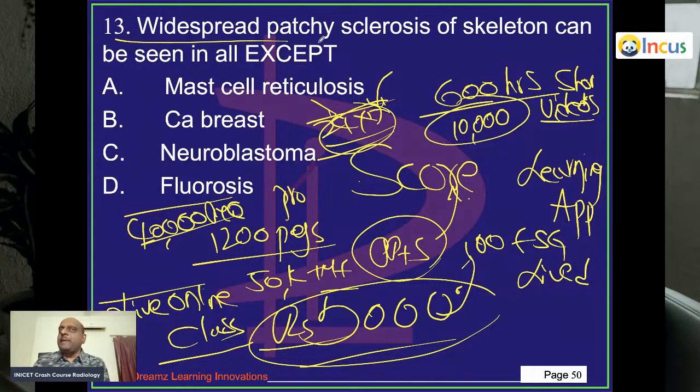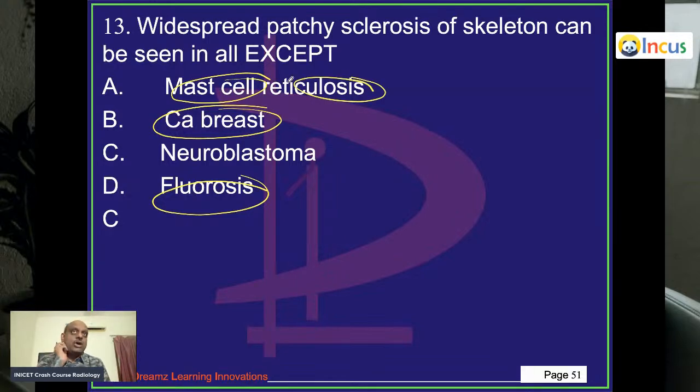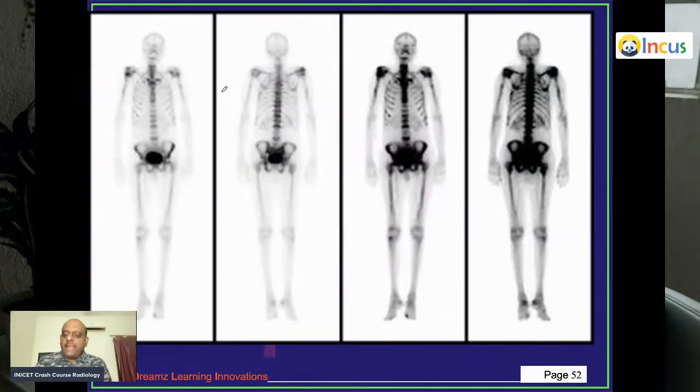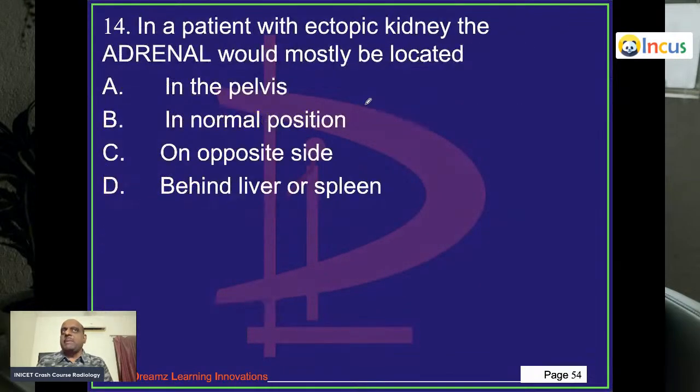Now, widespread patchy sclerosis of the skeleton. Where do you see that? We see it whenever there is carcinoma breast, fluorosis, mast cell reticulosis. All of these lead to widespread patchy sclerotic lesions, is what you need to remember.